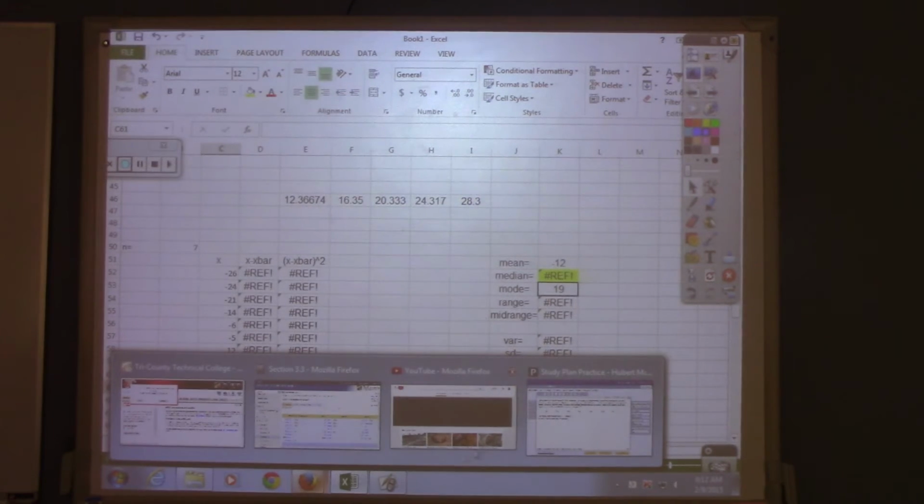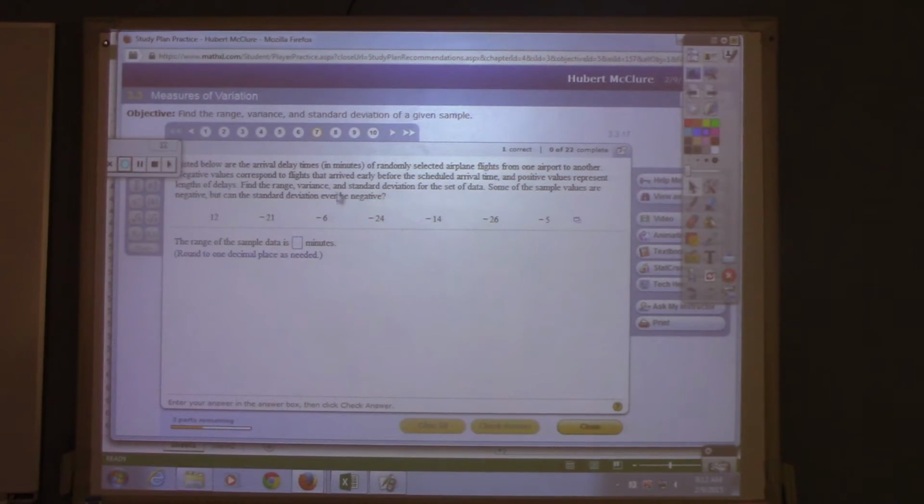I was fixing to say three of those parts are negatives. Yeah, there's a couple parts. So then, find the range, variance, and standard deviation. So you find the range first. Yeah, but standard deviation can't be negative. That's what they're trying to show you. Okay, I don't want that one. That's not going to be a test question.